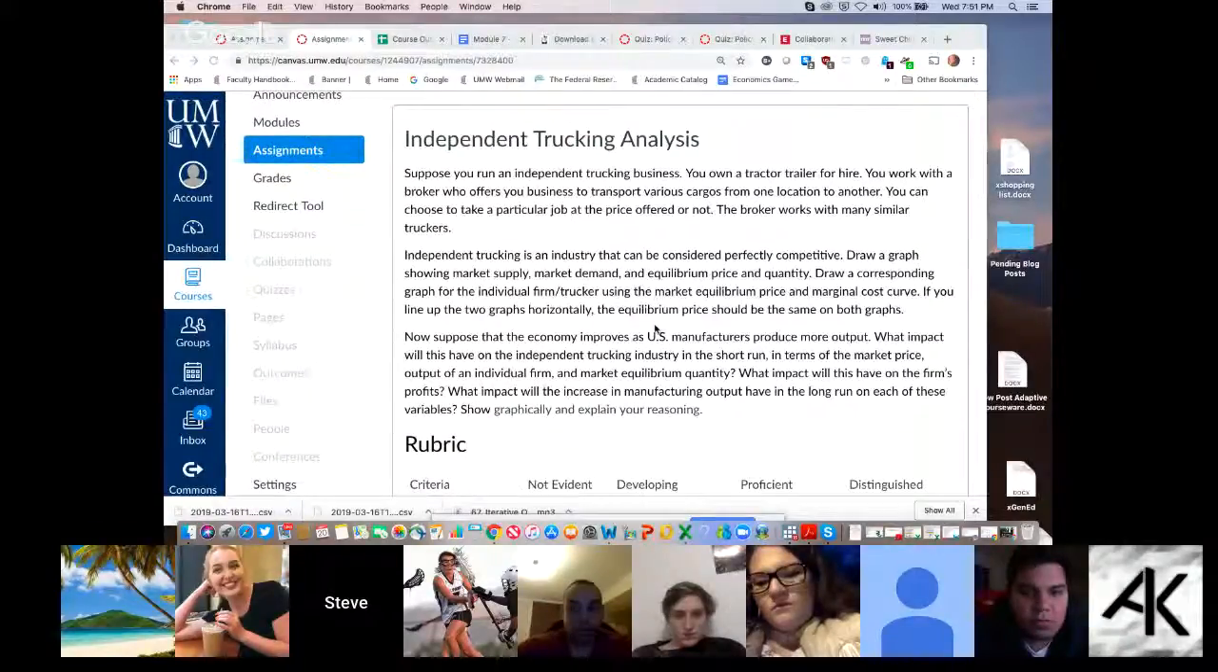Now, suppose the economy gets better. How does an improvement in the economy then affect the independent trucking industry? How does it affect it in the short run? How does it affect it in the long run? Draw the graphs, explain everything that's going on. So there's a lot of parts here. But if you can do this, you can do anything having to do with market structure.